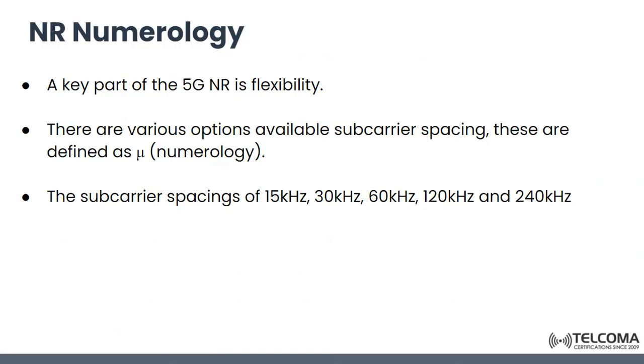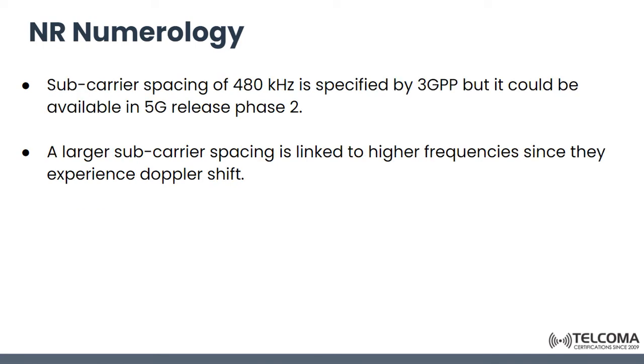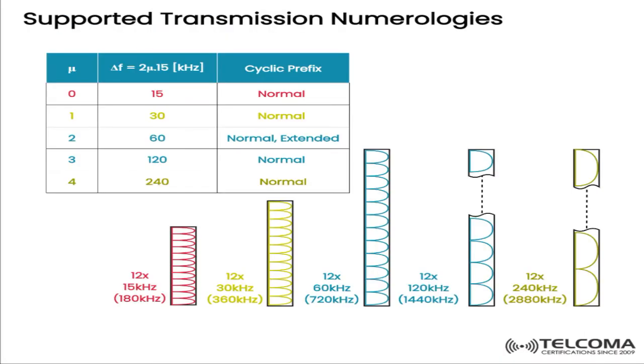A key part of 5G new radio is flexibility, so there are various options available. One is subcarrier spacing, which is defined by numerology. The subcarrier spacing is 15 kHz, 30 kHz, 60 kHz, 120 kHz and 240 kHz. The subcarrier spacing of 480 kHz is specified by 3GPP, but it would not be available in 5G release phase 2. A large subcarrier spacing is linked to the higher frequencies since they always experience Doppler shift.